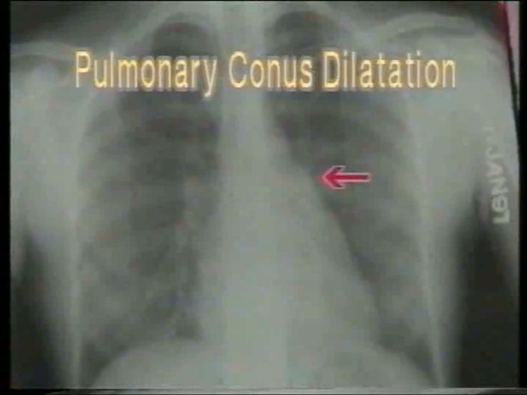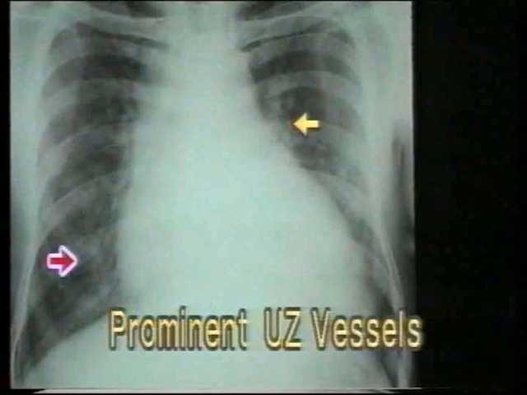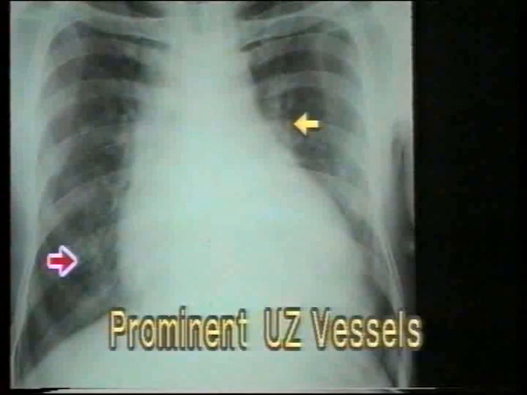With the development of pulmonary hypertension, the upper lobe vessels, which are normally barely seen, become prominent and are seen as branching opacities from the hilum upwards, while the lower lobe vessels, shown here by the red arrow, become less prominent due to vasoconstriction. This is termed as antler sign or inverted moustache sign.